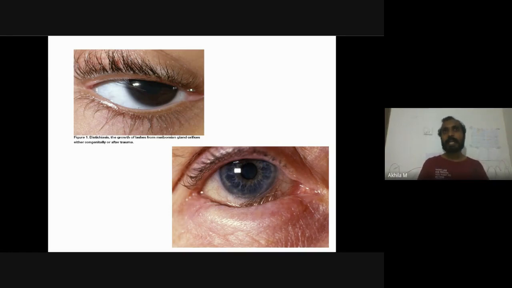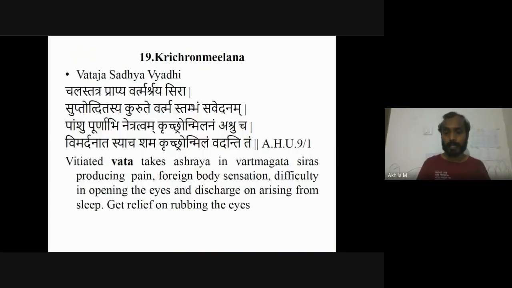So this condition can be correlated with Pakshma Kopa and Pakshma Uparodha. Okay, we'll come to the next one. This is Krichronmilana. Acharya Vagbhata only told about Krichronmilana. That is a Vataja Vartma Vyadhi.